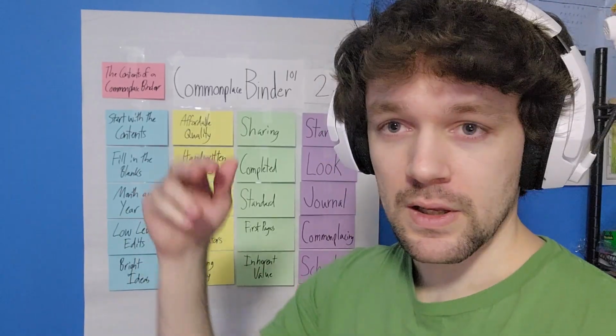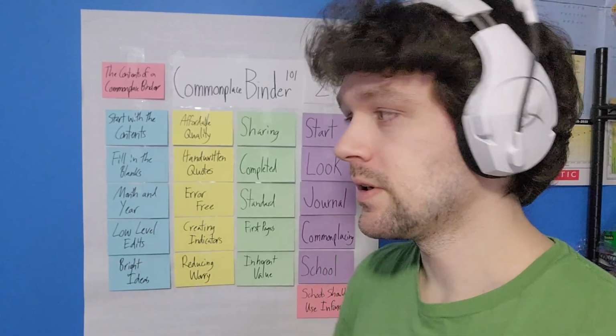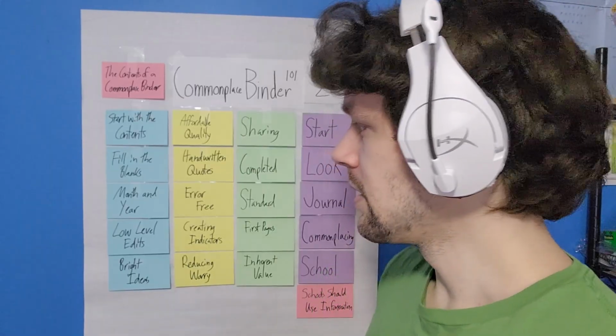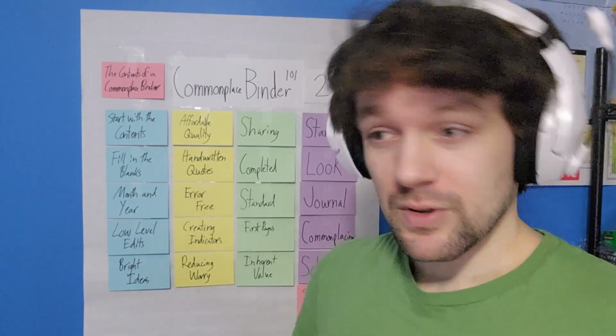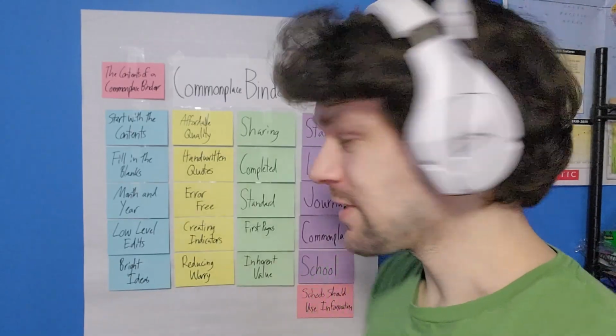Fill in the blanks. When you go through the contents page, you can just fill in the blanks because you don't really have to worry about making a new system, figuring out exactly how it works. You're just like, this is my Commonplace book, which is a Commonplace binder, and there's not a lot of distinction there.